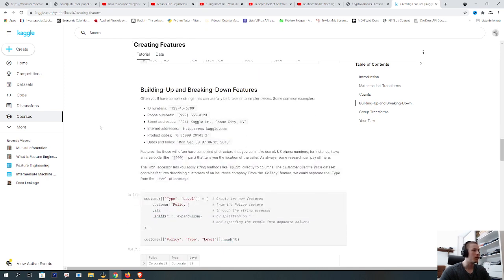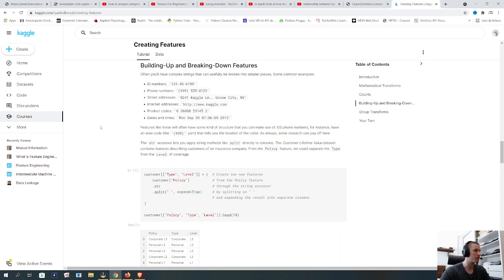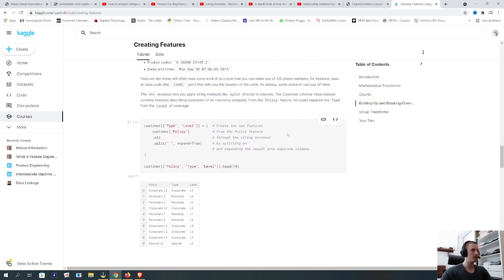Building up and breaking down features. Often you will have complex strings that can usefully be broken into simpler pieces. Some common examples: phone numbers, street addresses, internet addresses, product codes, dates, and times. Features like this will often have some kind of structure that you can make use of. US phone numbers, for instance, have an area code that tells you the location of the caller. As always, some research can pay off here. The string accessor lets you apply string methods like split directly to columns.